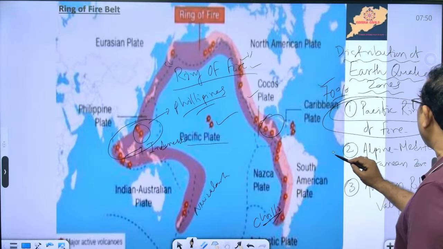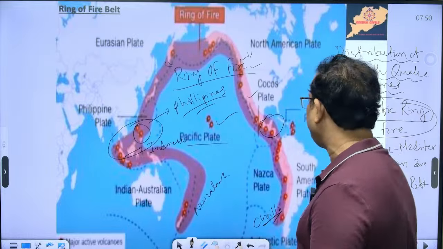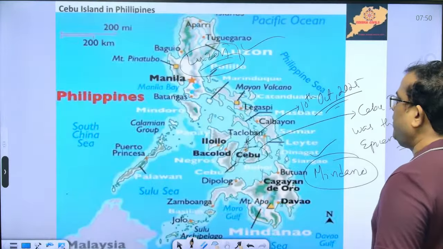Now come to the second one, that is the Alpine Mediterranean Zone. If we look, this is the Alpine Mediterranean. Now come back to here.